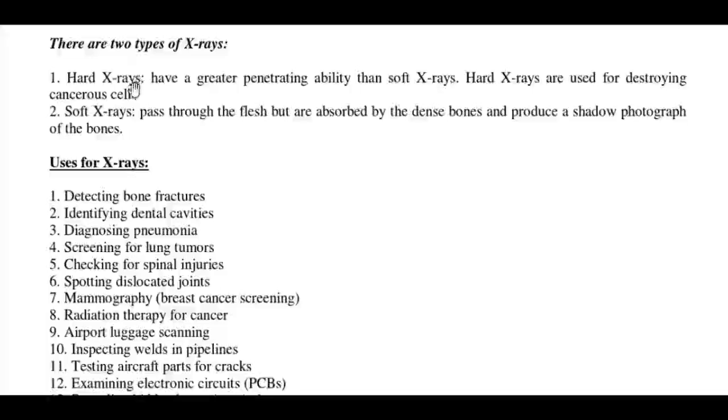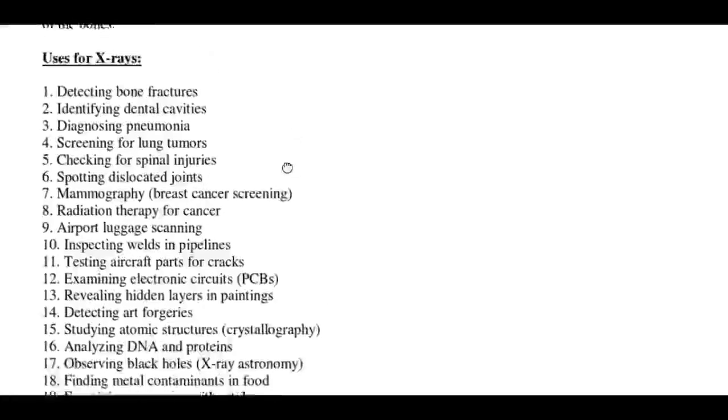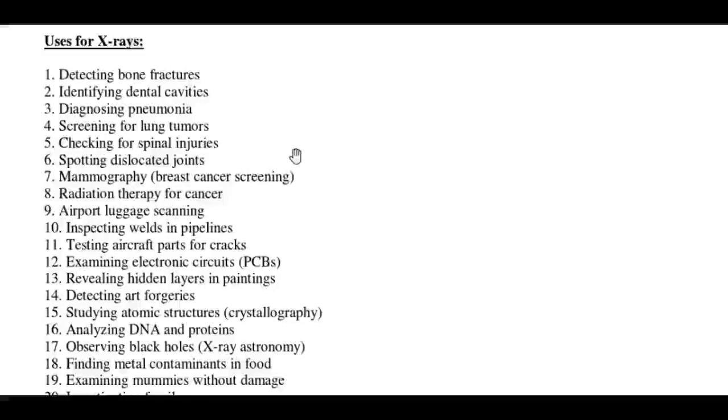We have the hard X-ray and the soft X-ray. Hard X-rays have greater penetrating ability than soft X-rays, and hard X-rays are used for destroying cancerous cells. Soft X-rays pass through the flesh but are absorbed by the dense bones and produce a shadow photograph of the bones. So what are the uses of X-rays?